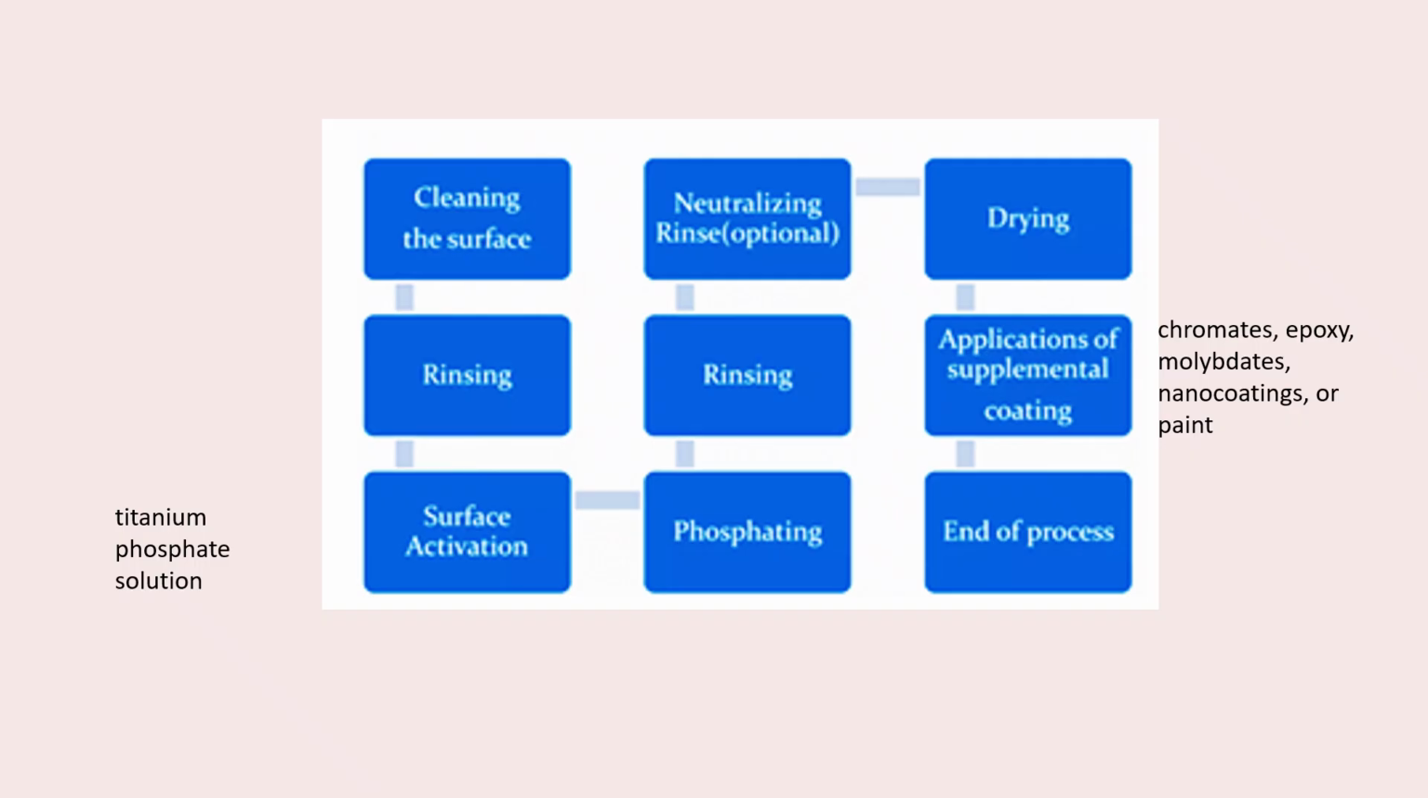Okay. So if you want to fill the micro pores present on the surface, you can apply the supplement coating. The supplement coating could be of a variety of types. We can have a chromate coating over the surface, which you apply for just 30 seconds. Okay. You can give an epoxy coating, a molybdate coating or nano coating, or you can just apply painting. So by this you can end the process.